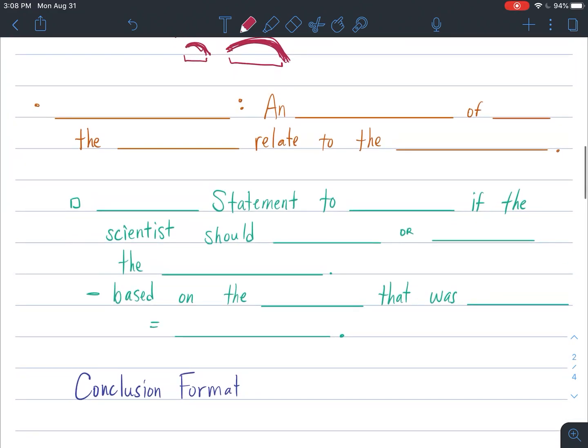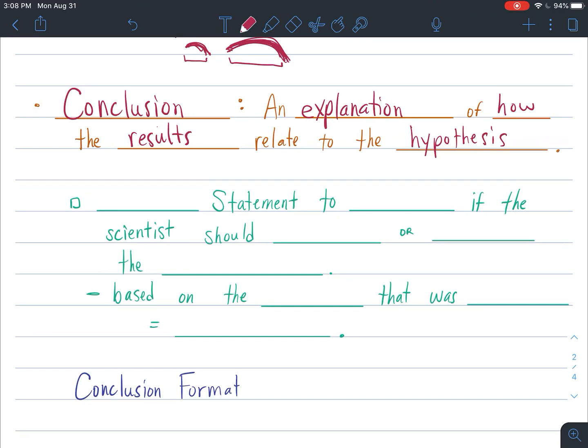Once you start to notice the patterns, then we can come up with our conclusion. And the conclusion is like the final part of an experiment. It's an explanation of how the results relate to the hypothesis.